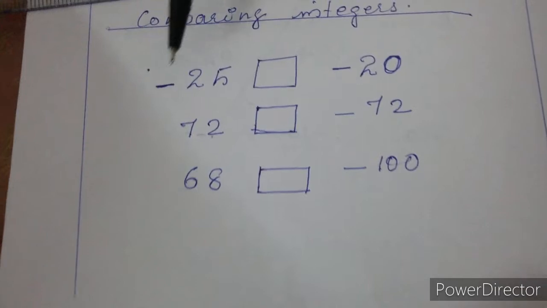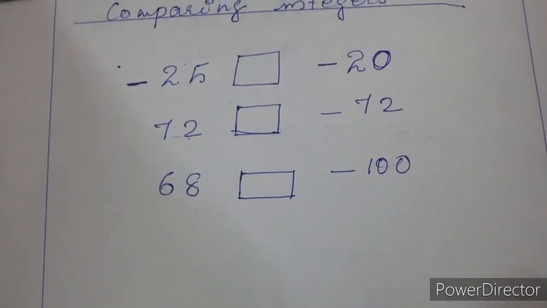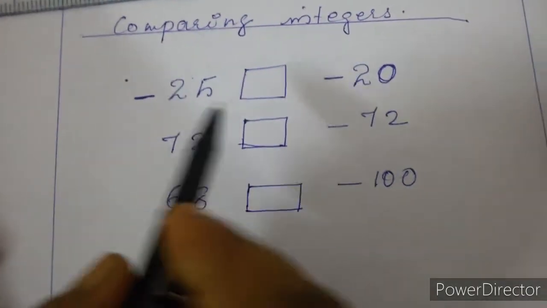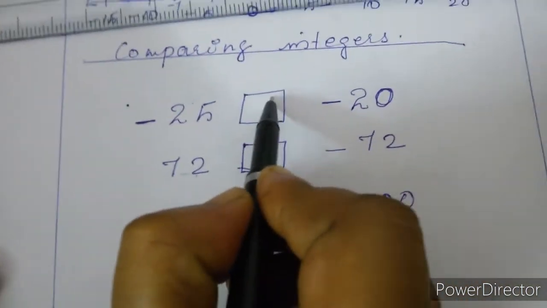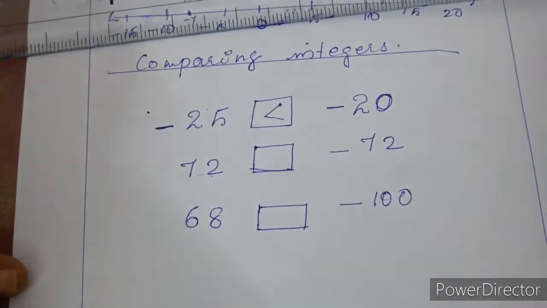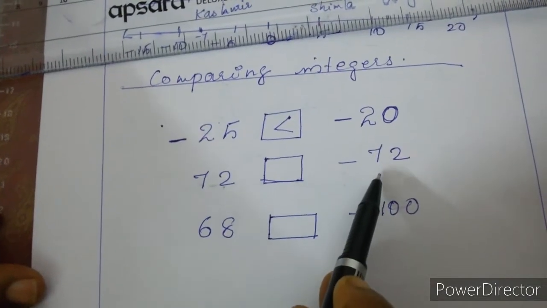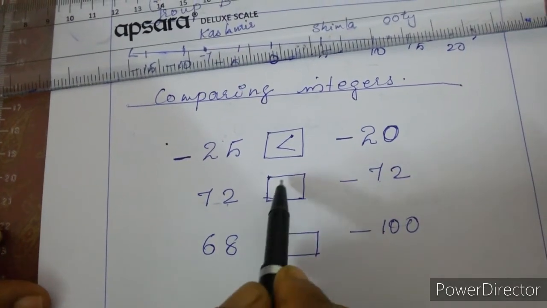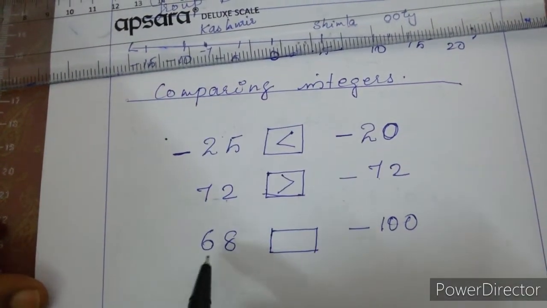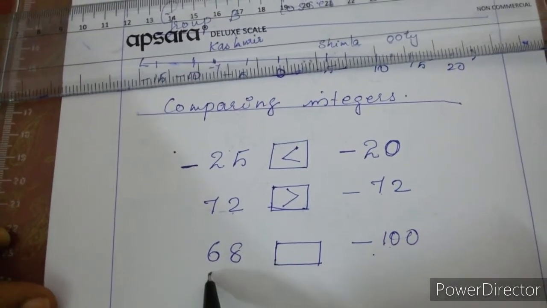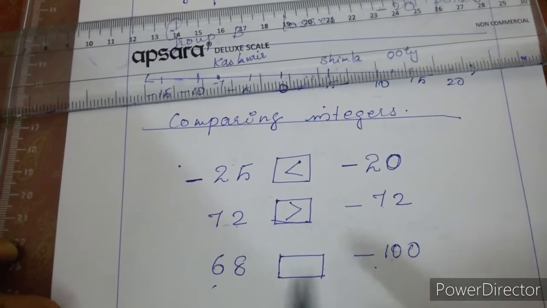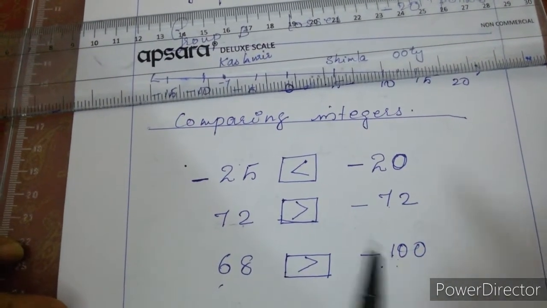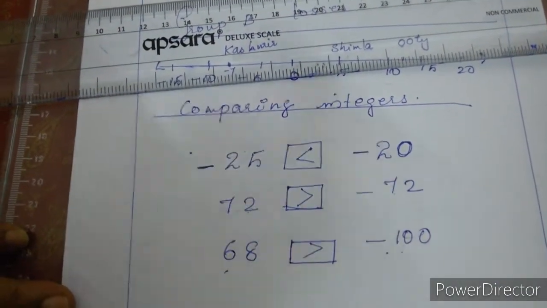Comparing integers. We know -25 and -20. -25 means more loss, -20 means less loss. So here -25 is smaller than -20. So the sign will be this way. And here 72 and minus 72. Definitely we know minus 72 is smaller than 72. Here we will not get equal to. This is smaller. And 68 and minus 100. This is negative and this is positive. Definitely we know negative is smaller than positive. Therefore 68 is greater than minus 100. Means minus 100 is the smaller number.